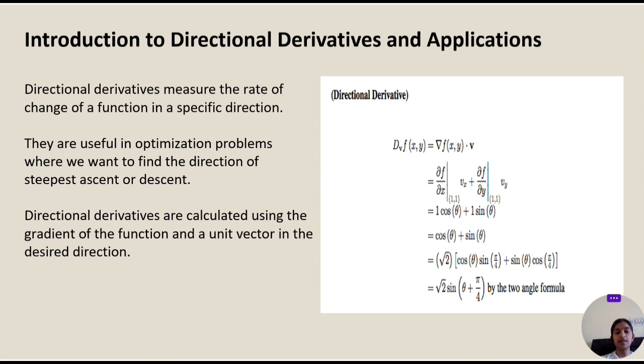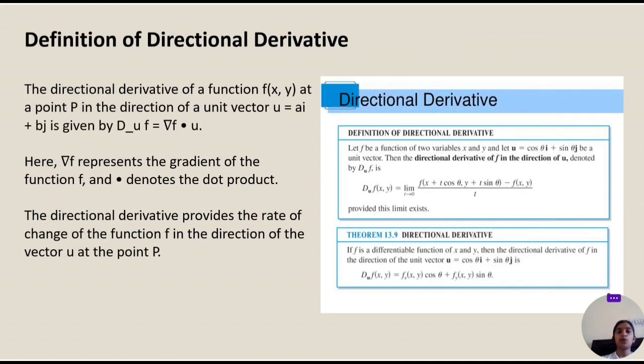Directional derivatives are calculated using the gradient of the function and a unit vector in the desired direction. So here you can see the example. Directional derivative of f of x comma y is equal to gradient f of x comma y dot v. Here v is the unit vector and gradient f of x comma y is the gradient. Let us see the definition of directional derivative.